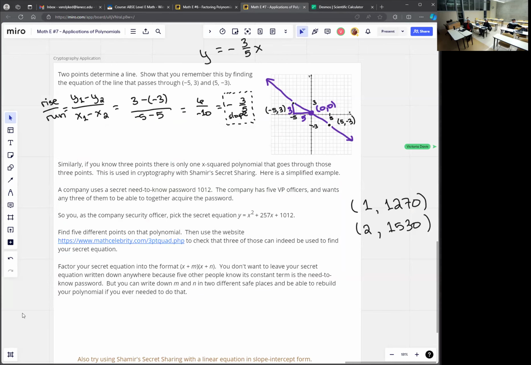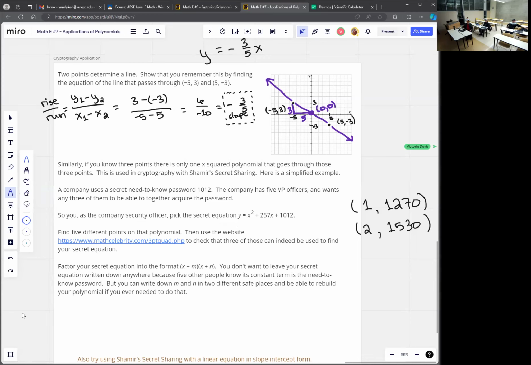Okay, so far so good. We have what you want. You've given out your five pieces of paper. They have a coordinate pair on it, and any three people could cooperate and get the secret code number. But you might forget the code number, and you don't want to just leave this lying around in your desk drawer because someone might see it and know that 1012 was the secret number.